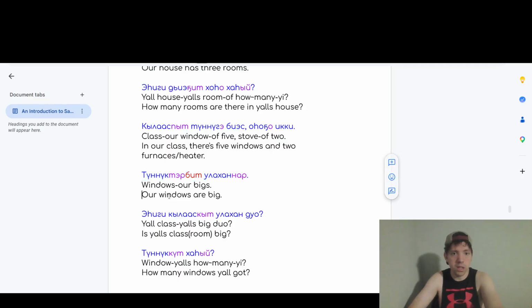Our windows are big, and friendly reminder that here we have the plural after the adjective. So you have to pluralize the adjective even though we don't do that in English. So that's why I put bigs in a literal translation.